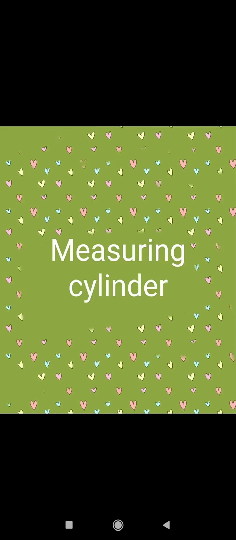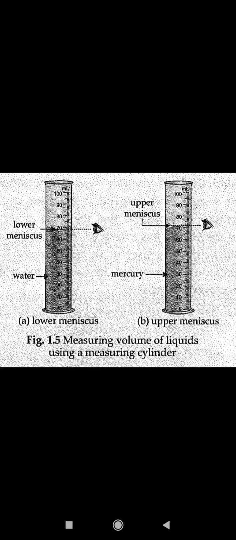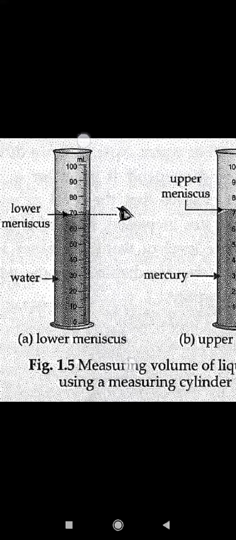Now, measuring cylinder. It is a cylinder generally of area 10 to the power 2 centimeter. It is made up of either glass or plastic. It is 10 centimeter in length with markings graduated in cubic centimeter or milliliter. In order to measure the volume of liquid, we should follow the steps. First step, pour a liquid into a measuring cylinder.